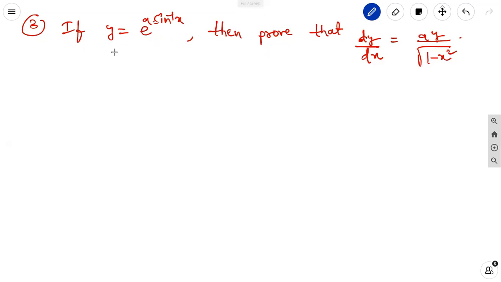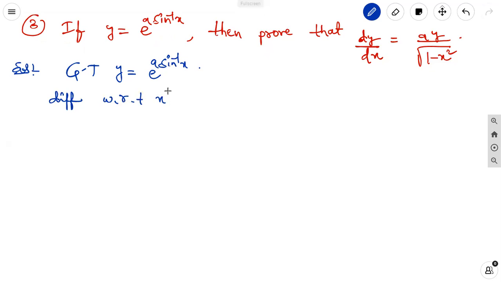Third question. If y equal to e power a sine inverse x, then prove that dy by dx equal to ay by under root of 1 minus x square. First, I can take what they have given. Given that y equal to e power a sine inverse x. Now, we can differentiate with respect to x on both sides.